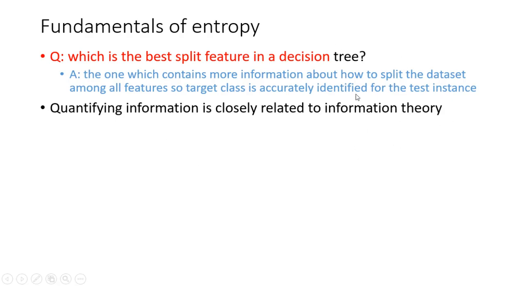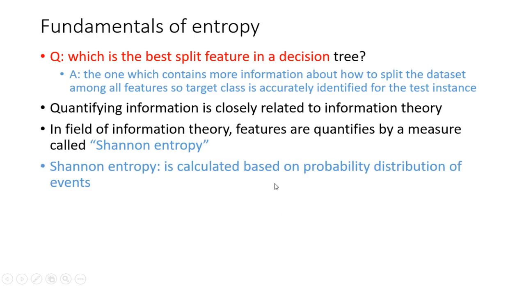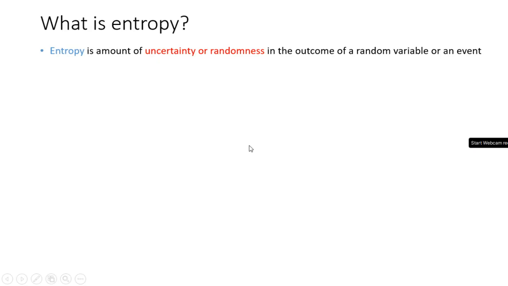In Shannon theory or information theory, we have learned that quantifying information is very closely related to information theory, and Shannon entropy is all about how you quantify your features by a measure. Quantification of features by a measure is called Shannon entropy. It is a metric which we calculate based upon the probability distribution of events. Before that, let's understand what is entropy.